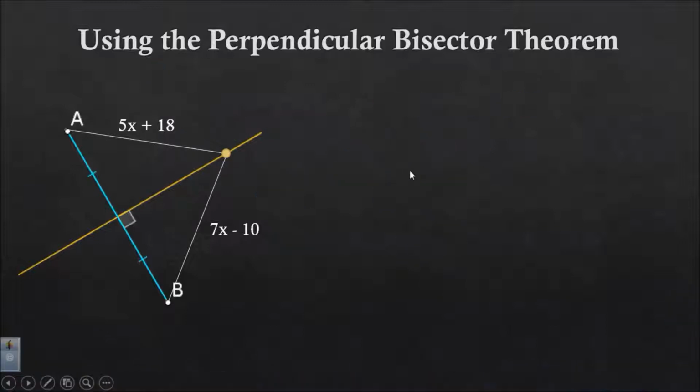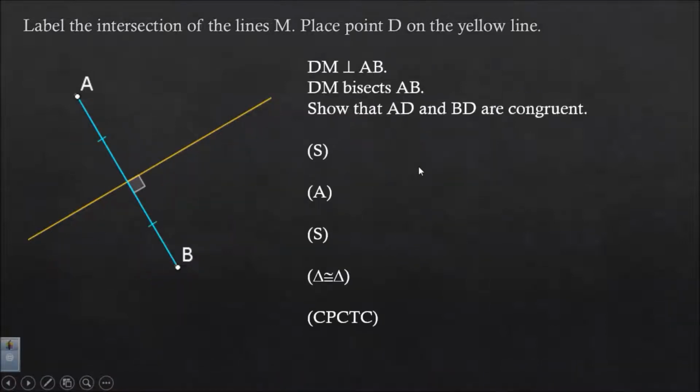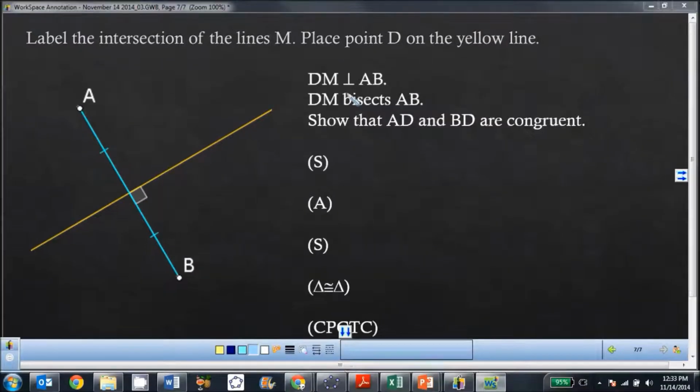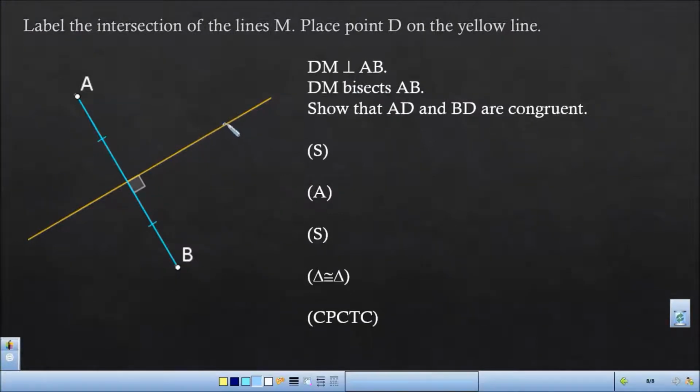But of course, using it is not what we're here for. We're here to prove it. So what we want to do is place a point D somewhere on the yellow line, like so. So here's point D. And then place M at the intersection of the yellow line and AB. So DM is perpendicular to AB, and DM bisects AB. We want to show then that the segments that connect AD and DB are congruent. So I want to show that this segment is congruent to this segment.